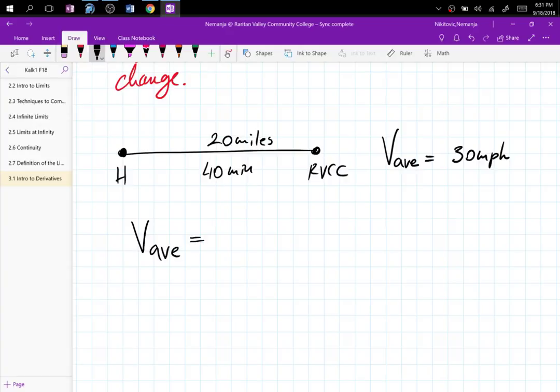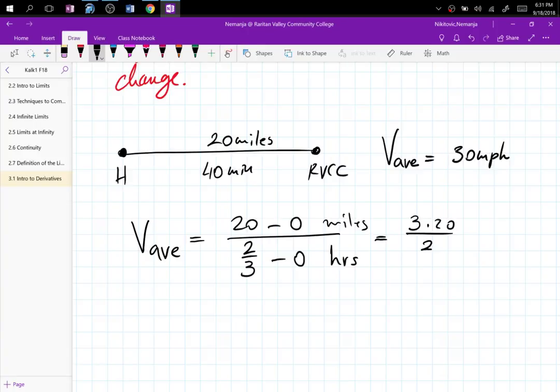You covered 20 miles minus 0 on startup in miles, divided by, now 40 minutes in hours. 40 minutes is 2/3. So 2/3 of an hour minus 0 to begin with in hours. So this is 3 times 20 divided by 2, which is 30 miles per hour. So we have the 30 miles per hour average speed.